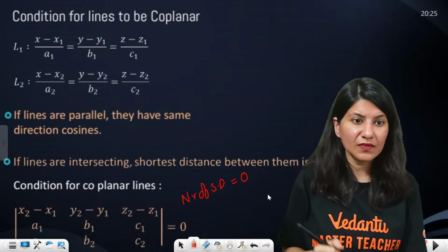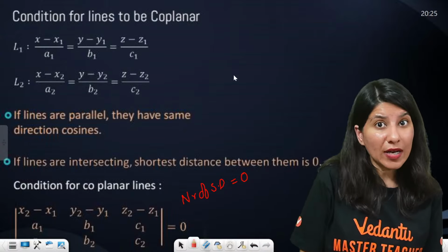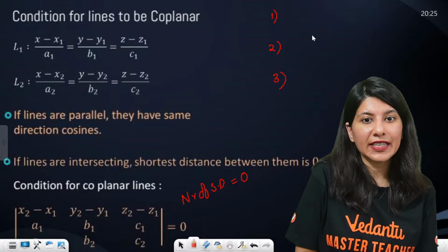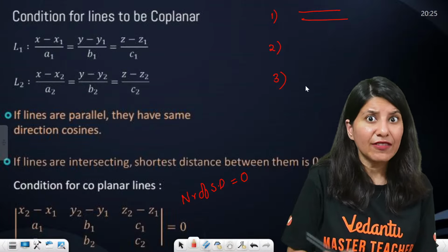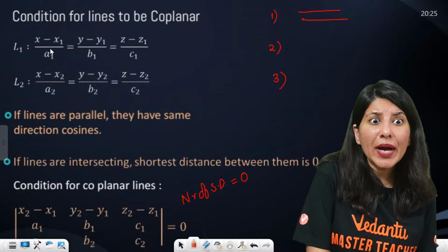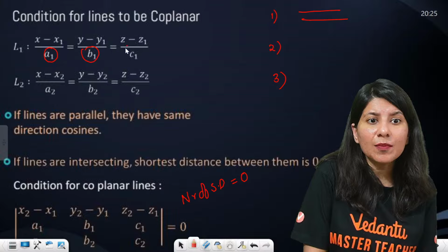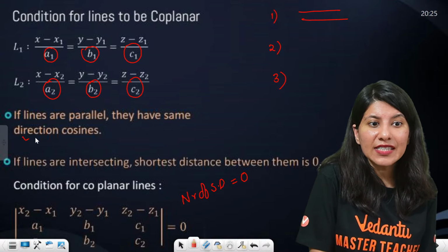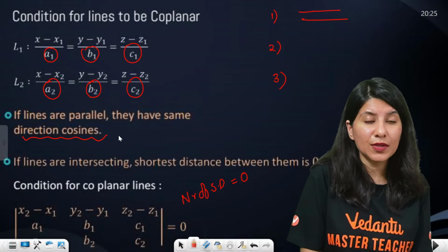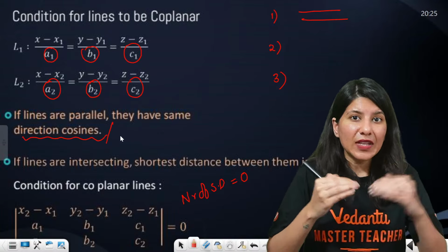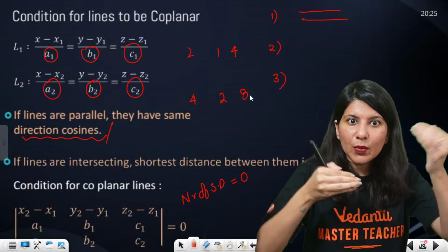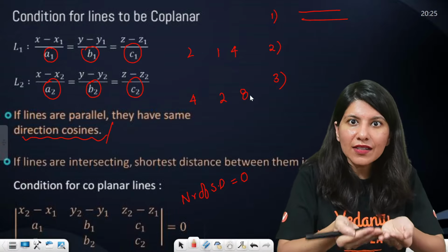Okay, and now one more thing. I told you the lines can be of 3 types. If they are parallel, then it will be quite visible to you that a1, b1, c1 and a2, b2, c2 basically have the same direction ratios or cosines. Suppose you have 4, 2 and 8, it will be quite visible that both are having parallel vectors.